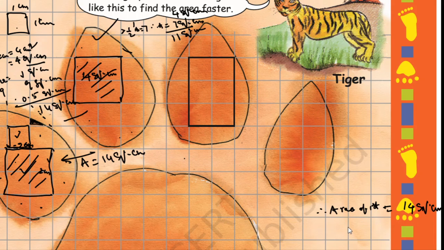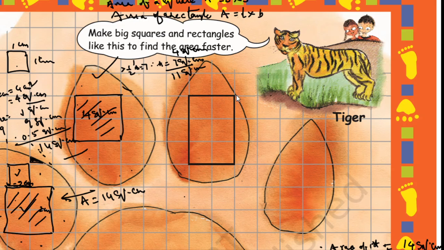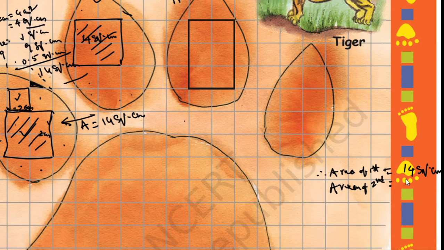So the area of the second one is how much? 11 square centimeters. Like that, let me find the area of the third one. You see, the third one is here. The largest rectangle is this one. Within this footprint, a rectangle shape is there.